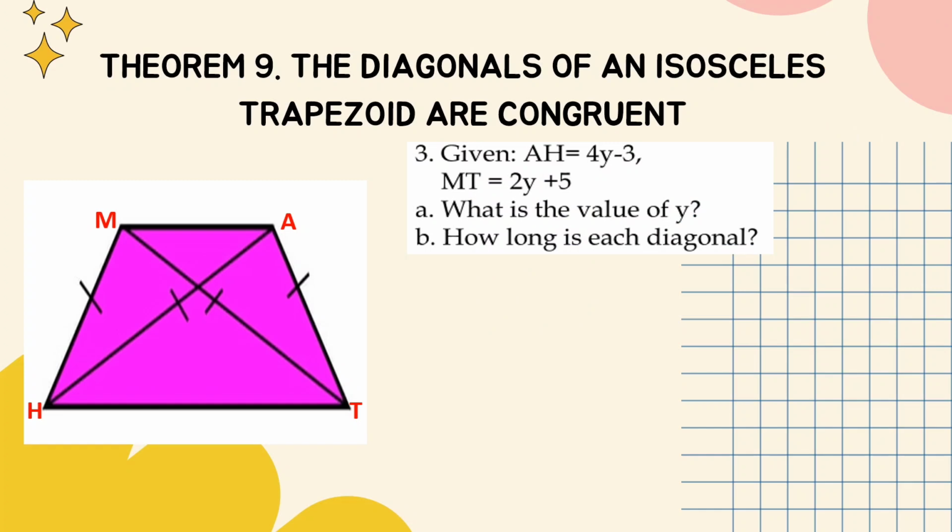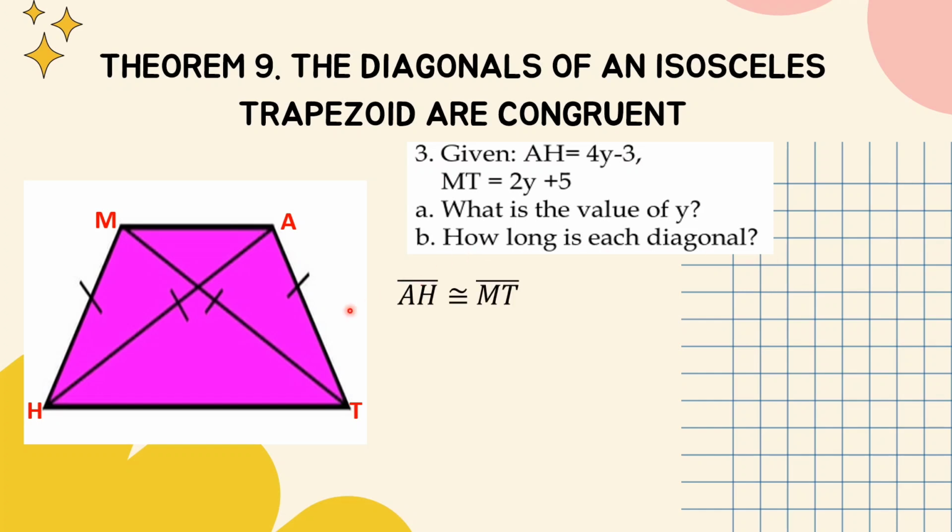And then let us solve this one. The given is AH is equal to 4y minus 3, while MT is equal to 2y plus 5. So we have HA and MT as our diagonals. So for letter A, what is the value of y? And then for letter B, how long is each diagonal? That is the problem. Okay, first let us solve for the value of y.